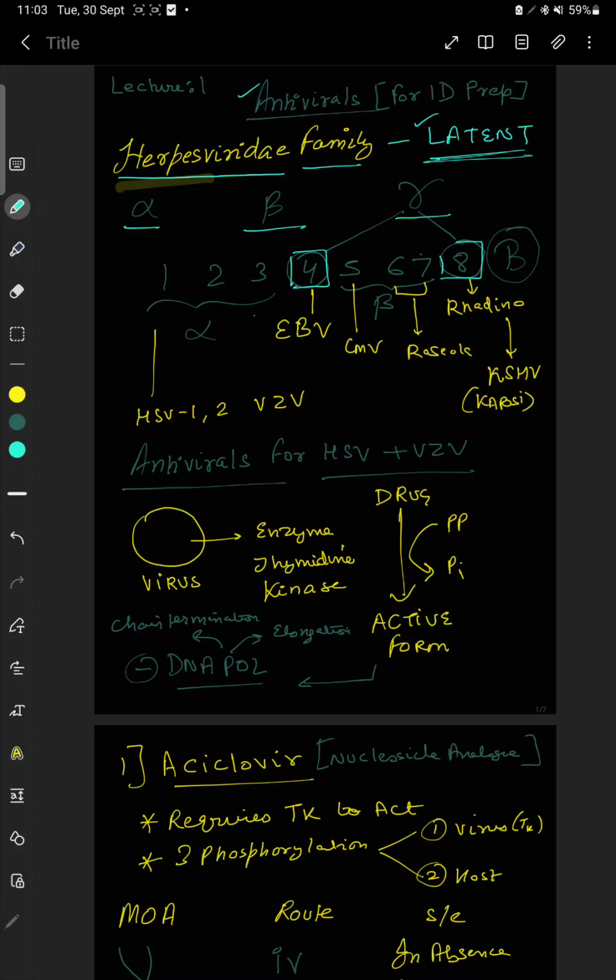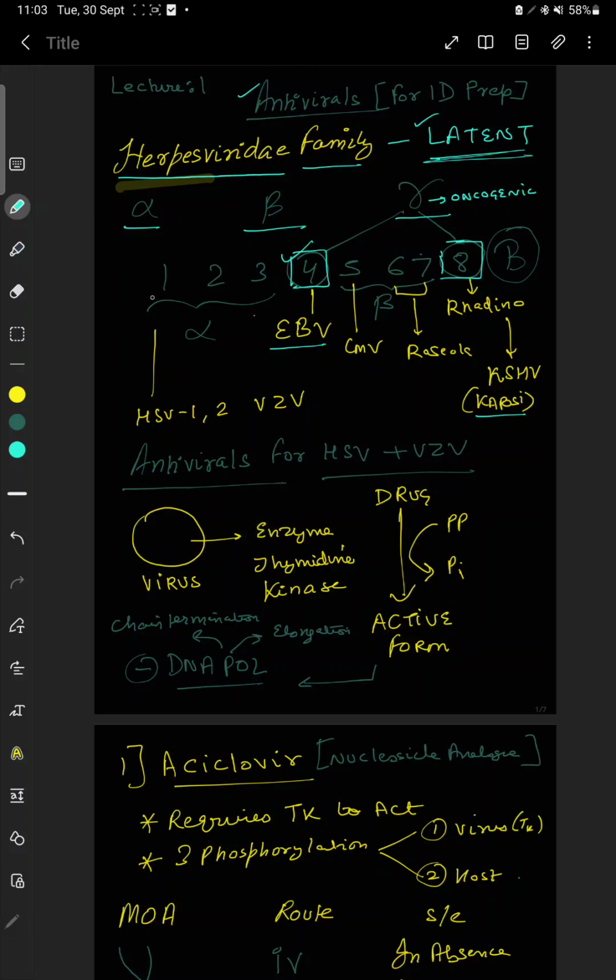Before going to the antivirals, we should know which class belongs to which subset. Types 4 and 8 belong to the gamma subset of the Herpesviridae family. Why have they been placed in the gamma subset? Because they both have oncogenic potential. They can be cancerous. The fourth is EBV, Epstein-Barr virus, which causes nasopharyngeal cancer, Burkitt's lymphoma, Hodgkin's lymphoma, and non-Hodgkin's lymphoma. In the case of 8, it causes Kaposi sarcoma.